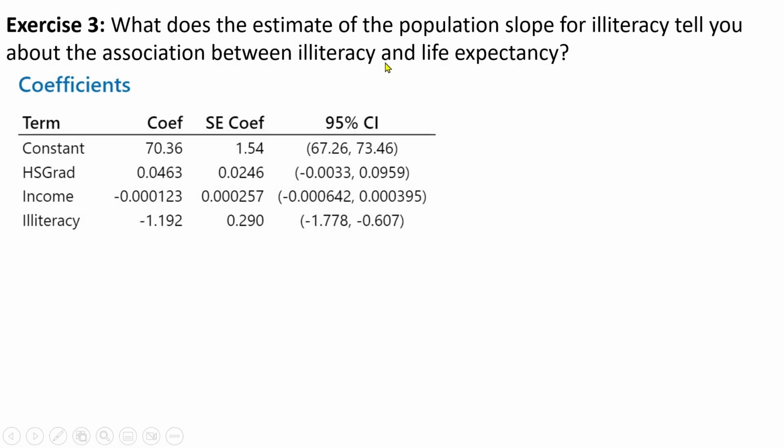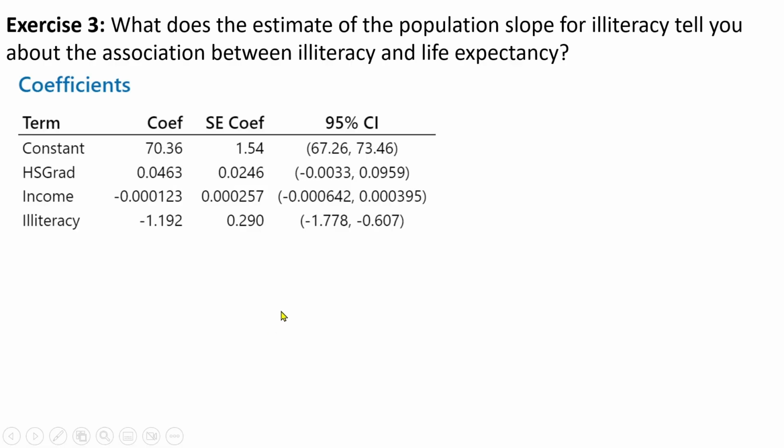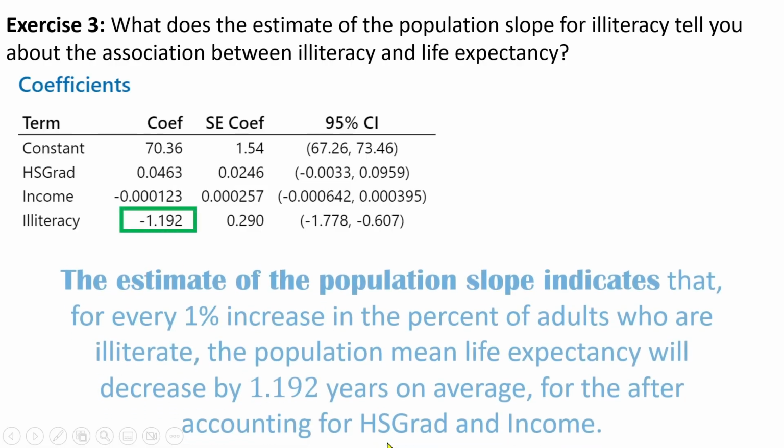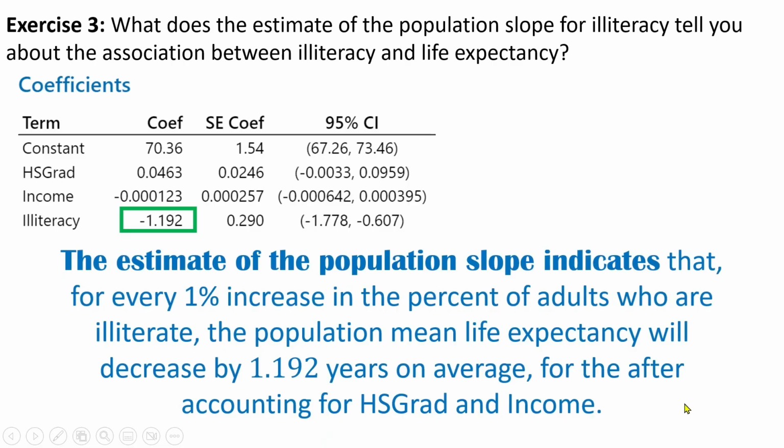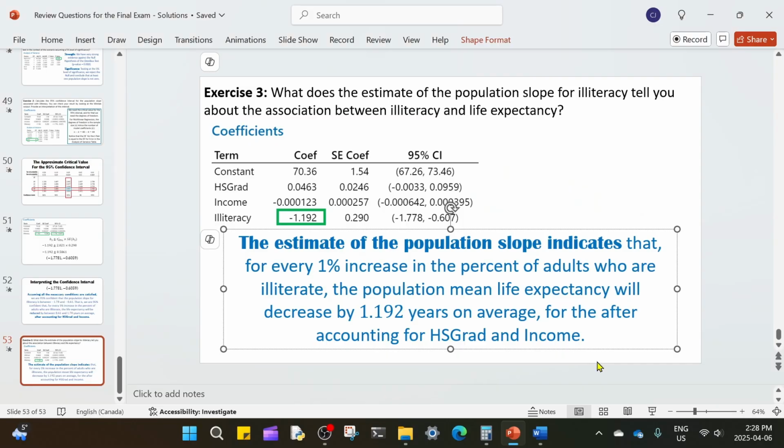The last thing was, what does the estimate of the population slope itself for illiteracy mean? So if we go back for a second, this interval, of course, is an interval estimate for the population slope associated with illiteracy, and this interpretation is an interpretation of the interval estimate. You might also be asked to interpret the point estimate, which is the individual model coefficient, which is right there. And so here you might say something like, the estimate of the population slope indicates that for every 1% increase in the percent of adults who are illiterate, the population mean life expectancy will decrease by 1.192 years on average after accounting for high school grad and income.